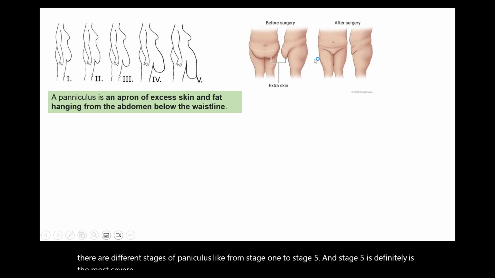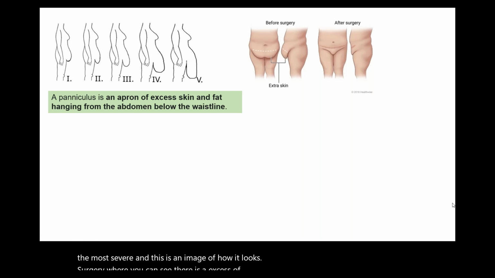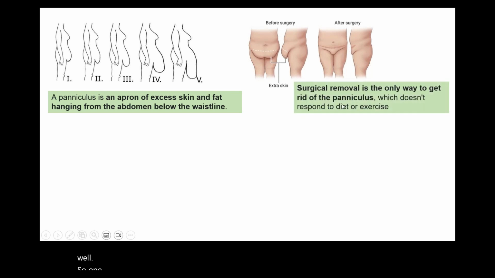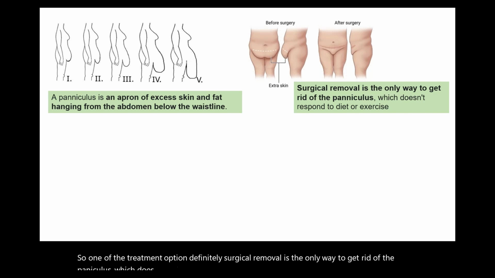And this is an image of how it looks before surgery, where you can see there is an excess of skin that is hanging, and one after the surgery as well. So one of the treatment options, definitely surgical removal, is the only way to get rid of a panniculus which does not respond to diet or exercise.